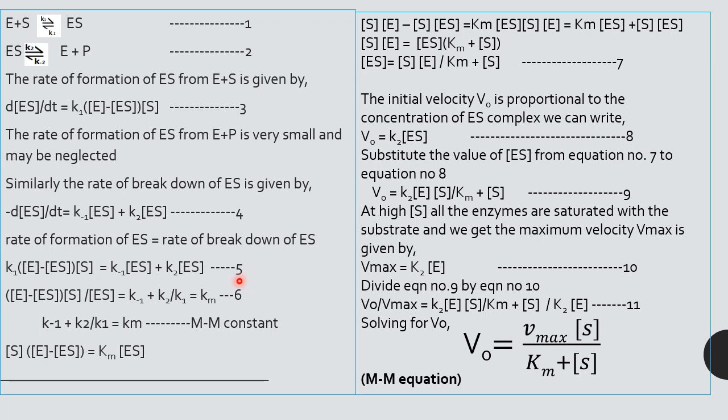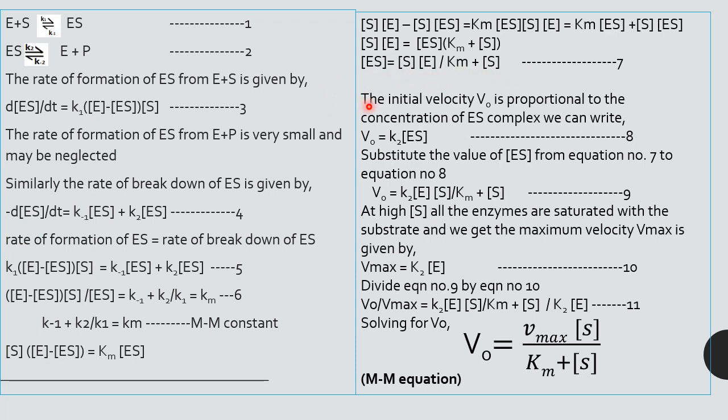Rearranging this expression, taking rate constants on one side and the rest of the terms on the other side, we get equation number 6. The constant term is the Michaelis-Menten constant, so it is written as Km. From this equation, the steady state concentration of enzyme substrate complex may be obtained by solving for the enzyme substrate complex concentration. So from equation 6, we can solve for the enzyme substrate concentration, which is given in equation number 7.